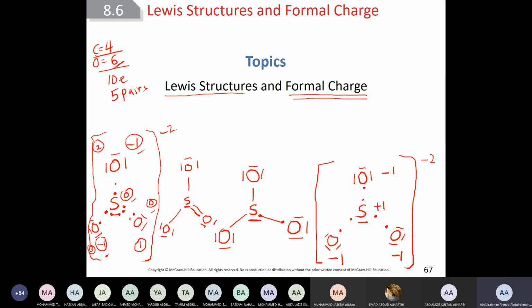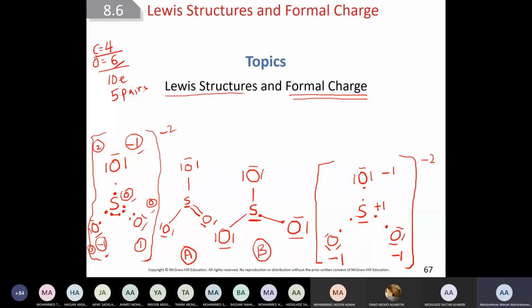Okay. Now, these two structures are correct for SO3 2-. Which one is better? The one that contains more zeros is a better structure than the other structures. So I will call this one structure A and B. Which structure is better? A or B? The answer is A. Why? Because you want to make the structure with less charges. The less the charges, the better the structure.